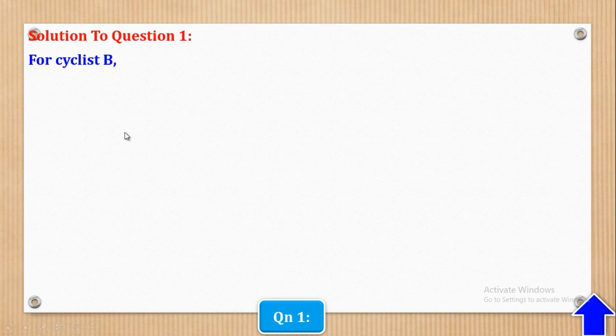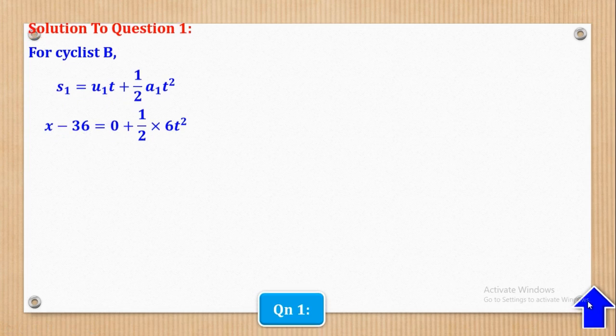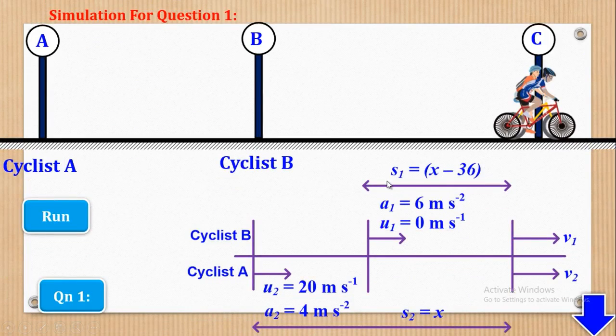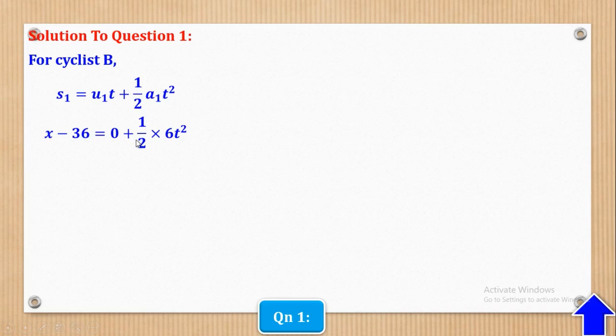We shall start with cyclist B, and cyclist B shall use the second equation of motion: s equals ut plus a half at squared. For cyclist B, s was x minus 36, u was 0 and acceleration was 6, as we remember from the sketch we drew. So that's what we have substituted in this to come up with this part. When we simplify, we shall come up with x equals 36 plus 3t squared.